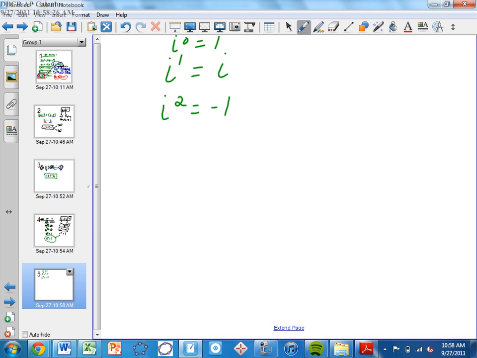Now, I want to know what i to the third is as my next question. If you want to answer right away, you can, but there's an easy way to break this down. Try to break up i to the third into 2 smaller i's. Like if you had x to the third, you could break it into x to some other power and x to some other power. Try to break that down into 2 different i powers.